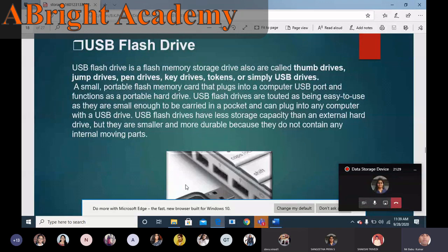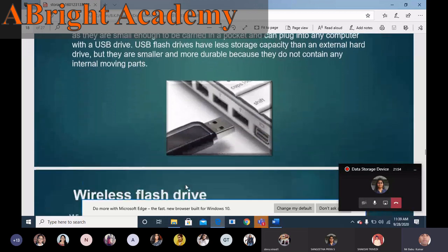USB flash drives are touted as being easy to use as they are small enough to be carried in the pocket and can plug into any computer with a USB port. USB flash drives have less storage capacity than an external hard drive, but they are smaller and more durable because they do not contain any internal moving parts.